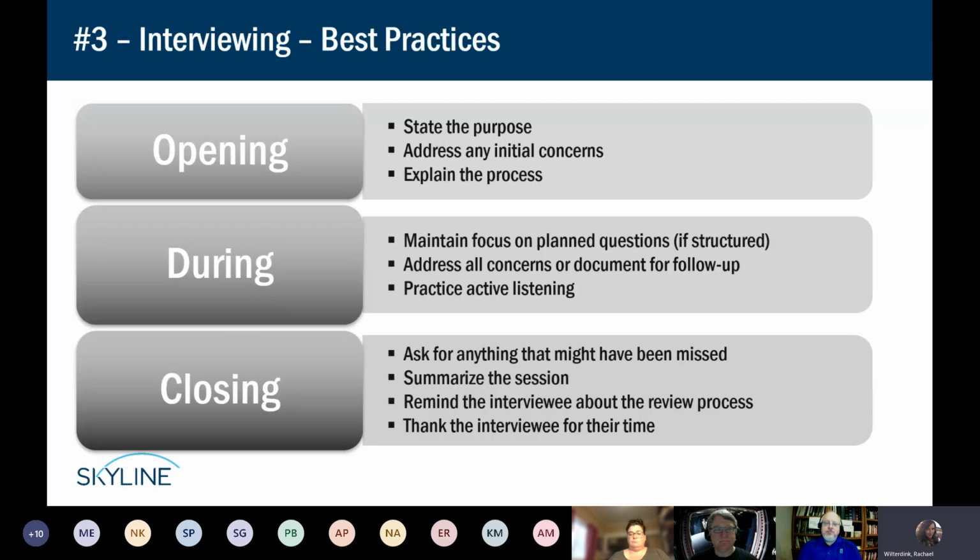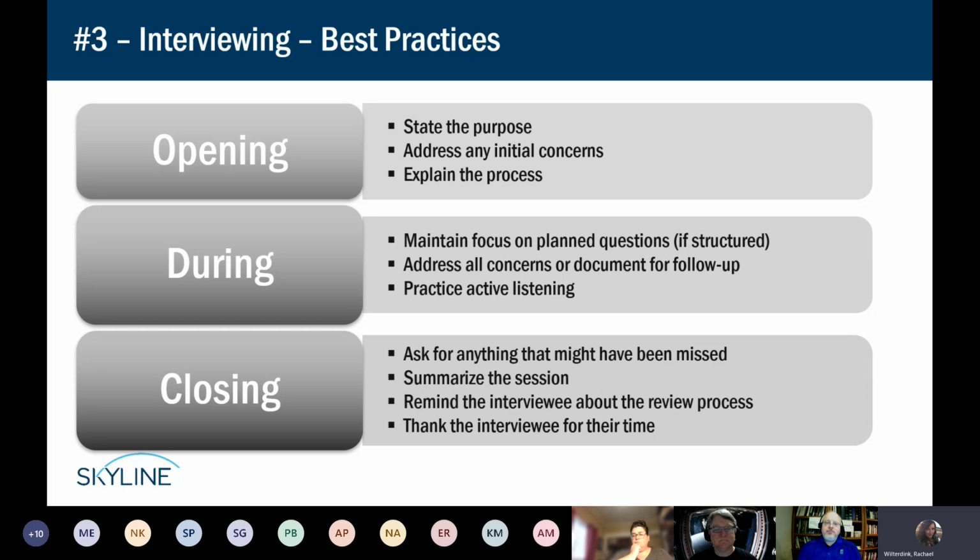A couple of best practices in conducting interviews. There is a format to interviews. You want to open the interview and state why you're there, what you're trying to achieve. You want to make sure that you have them express any initial concerns that they might have, and talk about the process of how the interview will go. Your opening, again, should include the introduction. Make sure you get to know the person a little bit. And again, keep in mind the stakeholder.